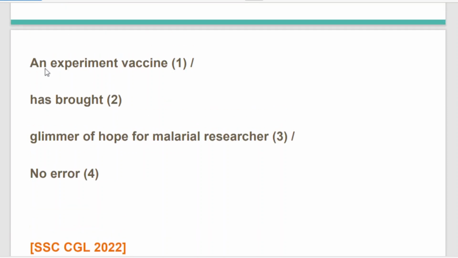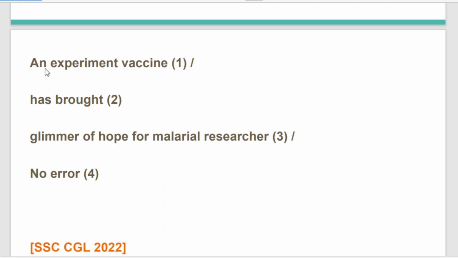An experiment vaccine has brought glimmer of hope for malarial researcher. Now this is another very easy and definitely very important question. And this question has come on SSC CGL 2022.